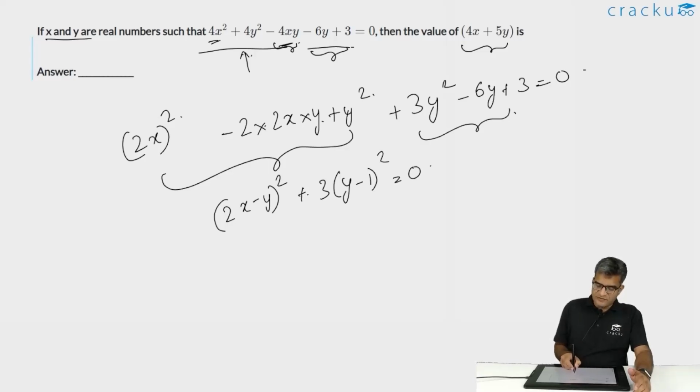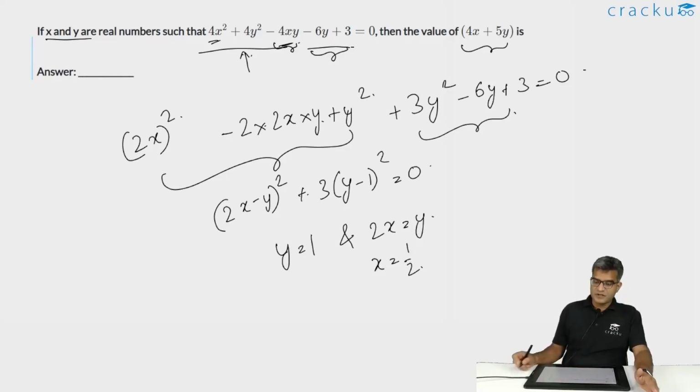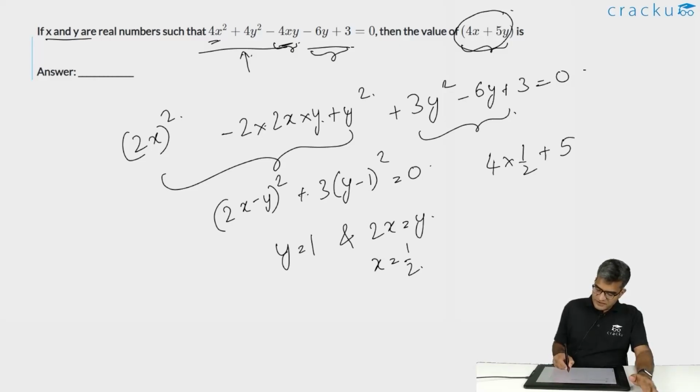So this is the sum of two perfect squares equaling 0. So both of them have to equal 0. So y is equal to 1 and 2x is equal to y, or the value of x is equal to 1 by 2. Therefore, the value of 4x plus 5y is 4 into 1 by 2 plus 5, which is equal to 7. So the answer for this question is 7.